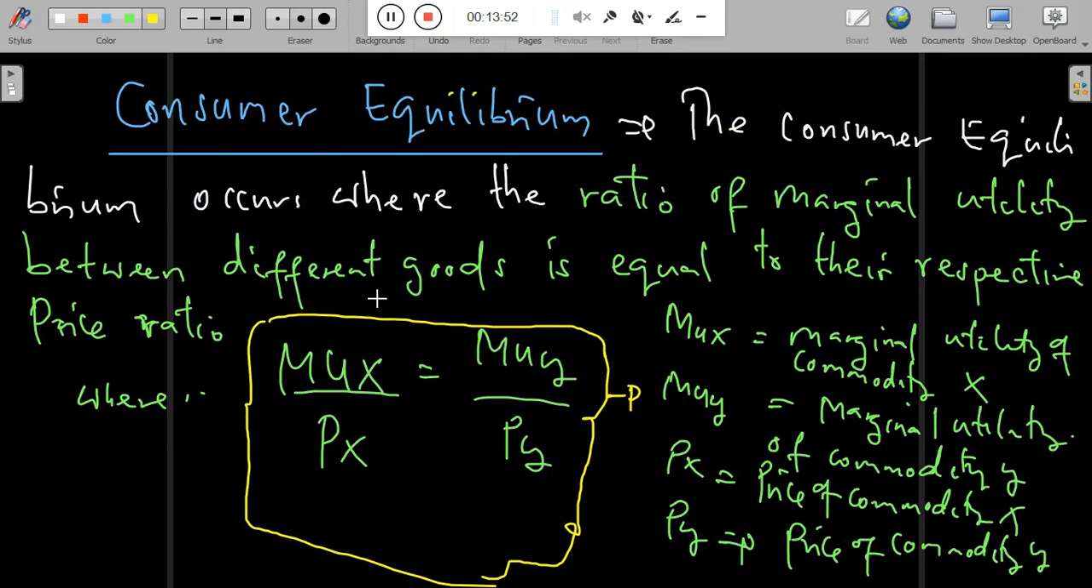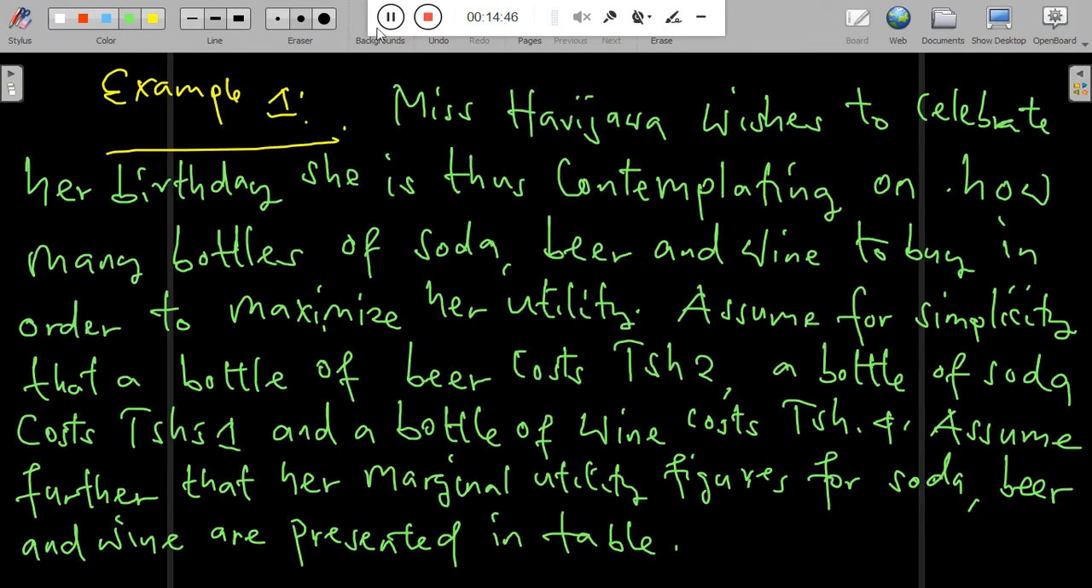Now let's come to consumer equilibrium. The consumer equilibrium occurs when the ratio of the marginal utility between the different goods is equal to the respective price ratio. So this is given by this function here: marginal utility of x over price of x is equal to marginal utility of y over price of y, where MUx is the marginal utility of commodity x, MUy is the marginal utility of commodity y, Px is the price of commodity x, and Py is the price of commodity y, as you can observe.